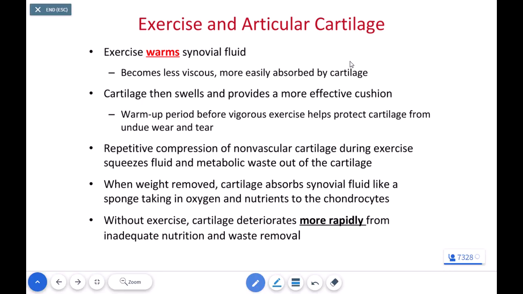So as we're looking at exercising, it warms the synovial fluid, it causes the cartilage to swell up. Swollen cartilage is a better shock absorber. That compression and flexion, or compression and extension of our synovial fluid increases the rate of metabolic waste exchange. We find that individuals that don't have regular exercise have a higher rate of loss of articular cartilage than individuals who get that mild to moderate exercise.